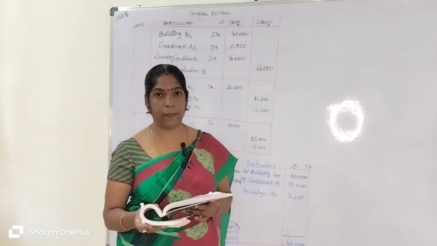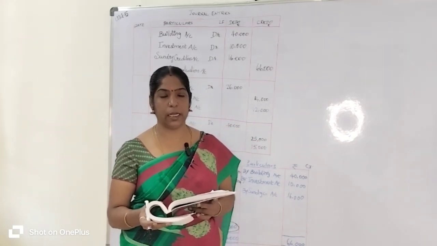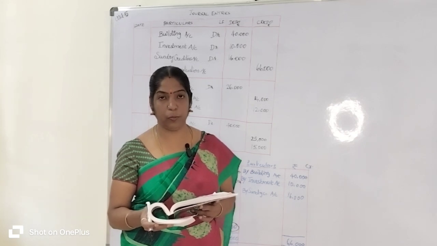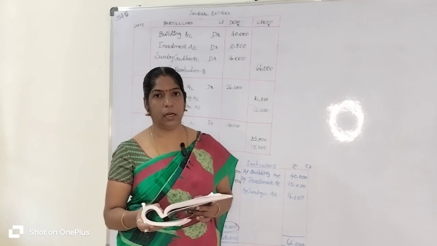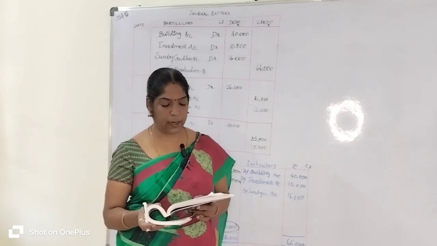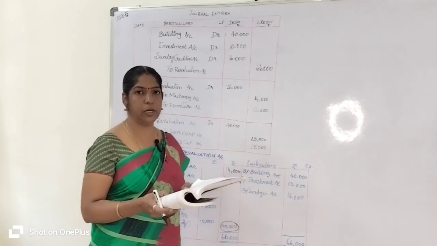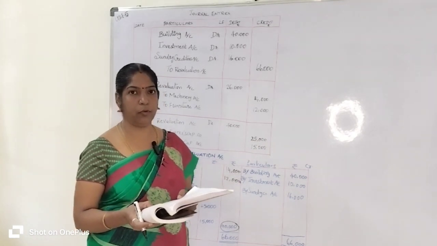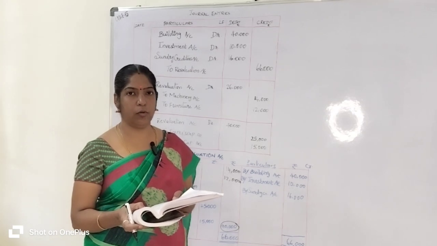So what we know from this given information: Sino and Siva are the old partners. Their old profit sharing ratio is 5:3. Who is the new partner? Kausalya is the new partner. From this information, they have given four pieces of information. From these four, we are going to pass the journal entry and prepare the revaluation account like a ledger account.